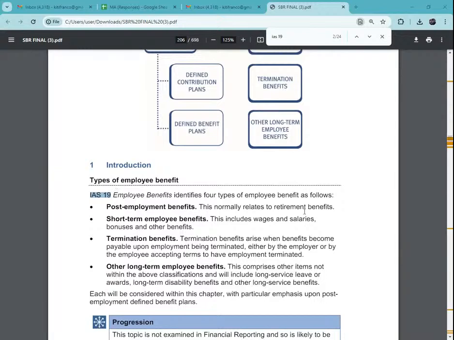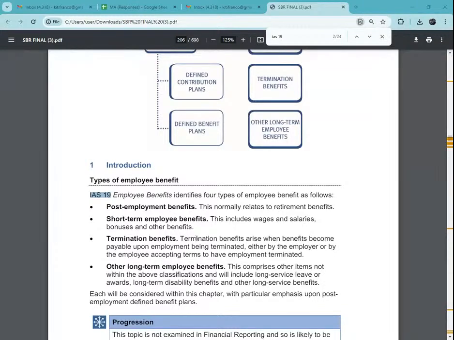This normally relates to retirement benefits like pension. We have short-term employee benefits. This includes your monthly or daily allowances, salaries. This includes wages and salaries, bonuses and other benefits. Of course, when you are employed, you get these things.